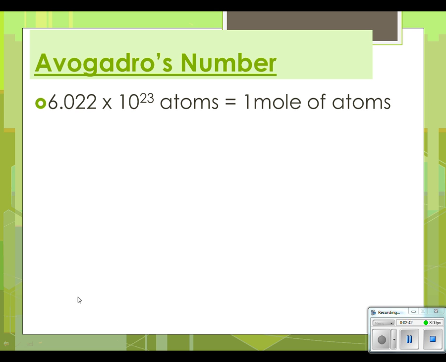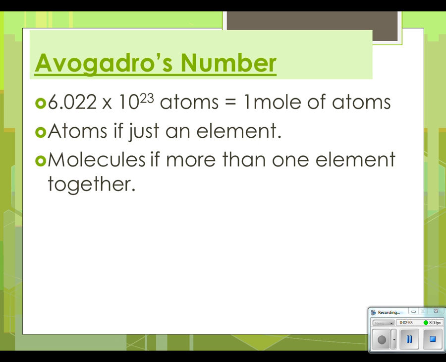Avogadro's number is that 6.02 times 10 to the 23rd. That becomes a very important number that you need to remember. If it's just an element, we call them atoms. If it's a group of elements, we call it a molecule.